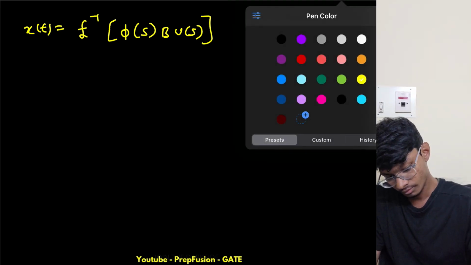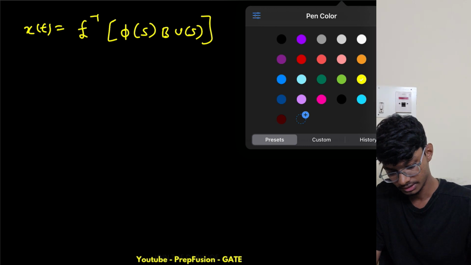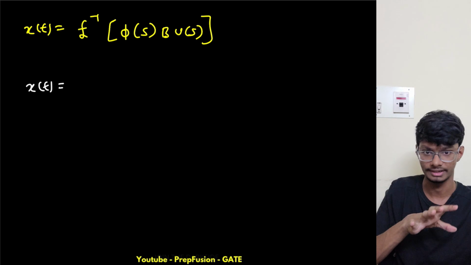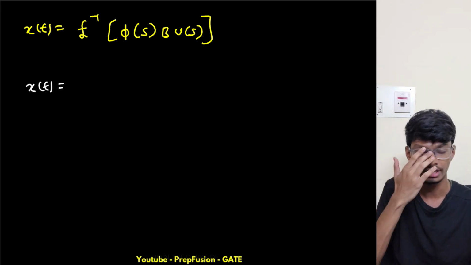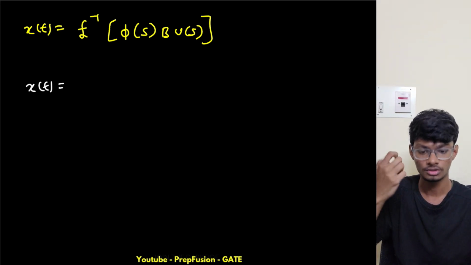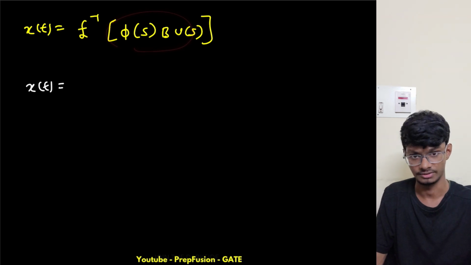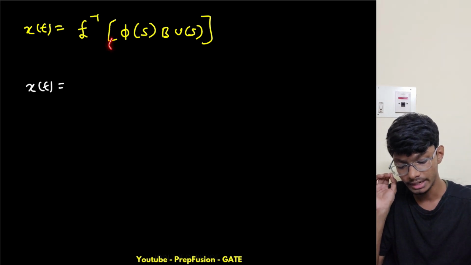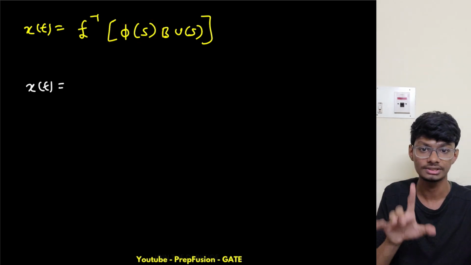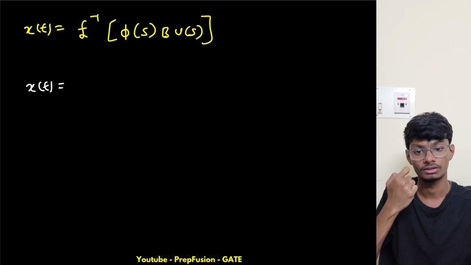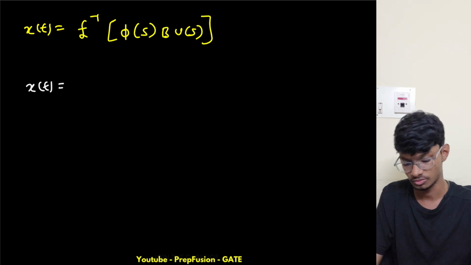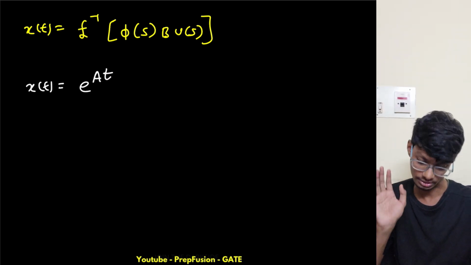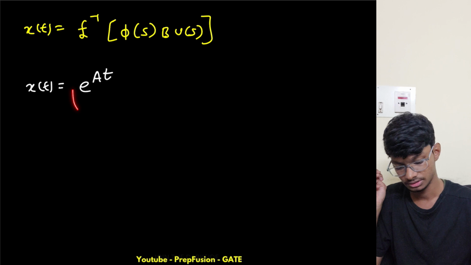Now, what is my X of t equal to? If I take the Laplace transform here directly, generally we don't do that. I advised you to solve this one first, then take the Laplace inverse. That will be easier. But if I take the Laplace inverse right now, what will be the Laplace inverse of phi of s? It is basically e raised to power At, the state transition matrix in time domain.